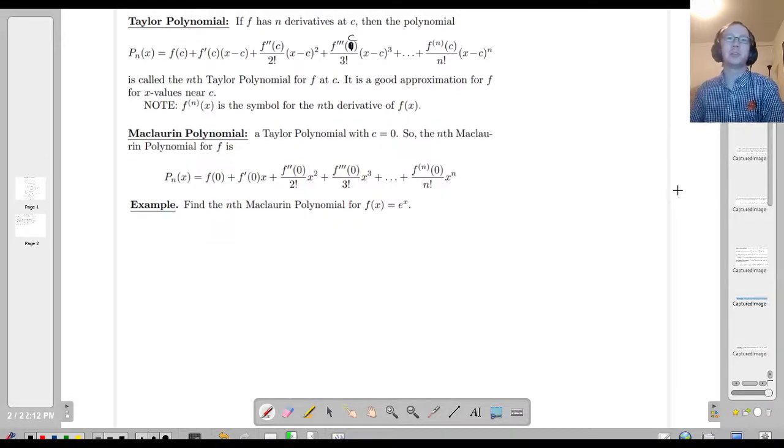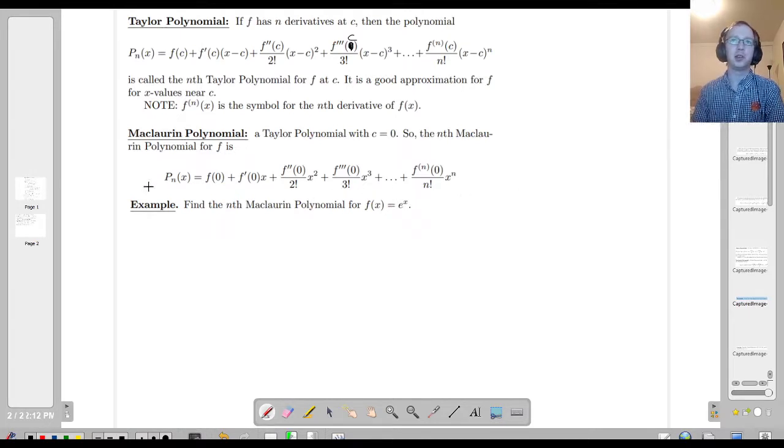Now that we've learned what Taylor polynomials and Maclaurin polynomials are, let's do our first example of actually calculating a Maclaurin polynomial. Now I did kind of spoil the answer to this one earlier. I showed you what a general nth degree Maclaurin polynomial was for this, but this is going to be great practice for us to use the formula here and come up with it ourselves.